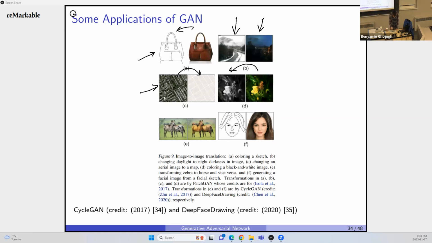You have zebras, you make them horses, or you have horses, you make them zebras. This is the coolest one. You make a sketch of a face, you make it a real face. Again, its data preparation is a bit tricky, but at least a portion of data can be prepared by having the facial images and applying some edge detection on them.